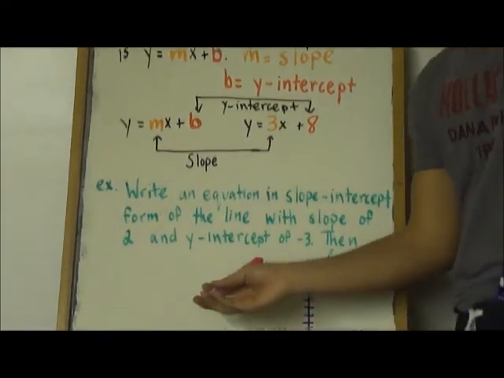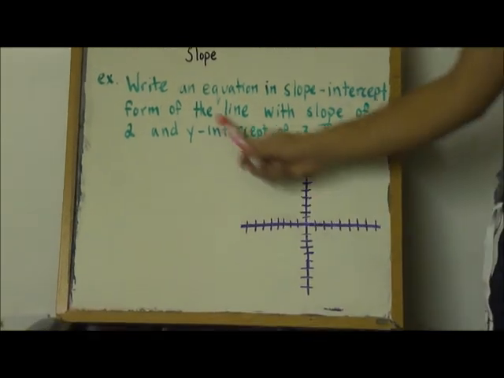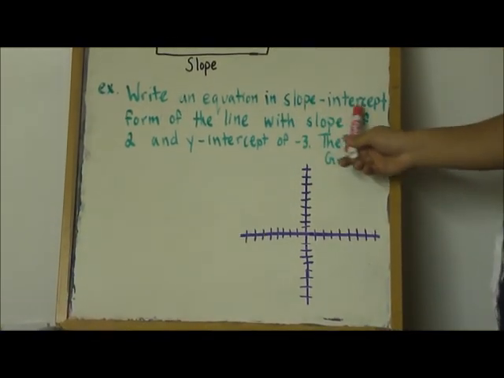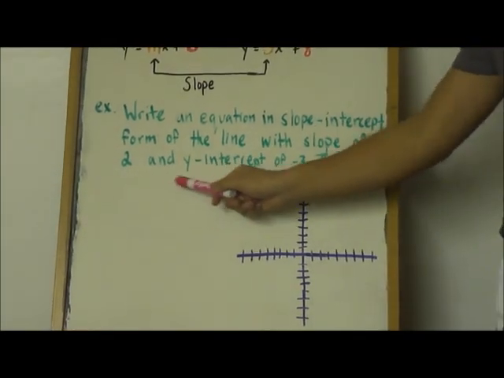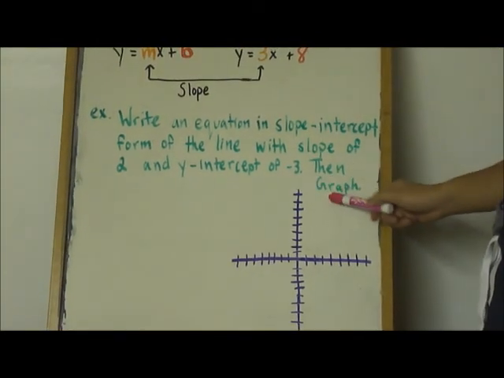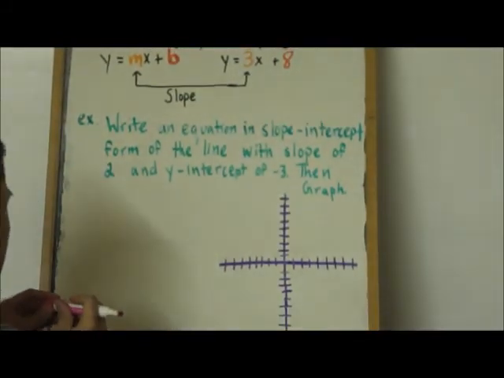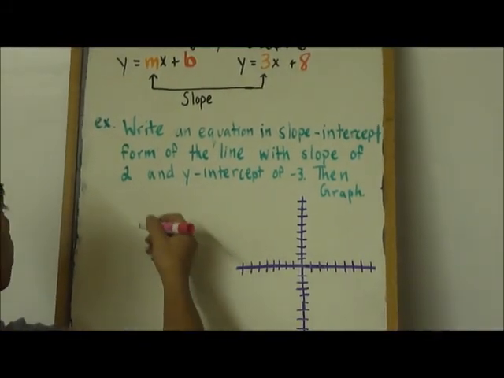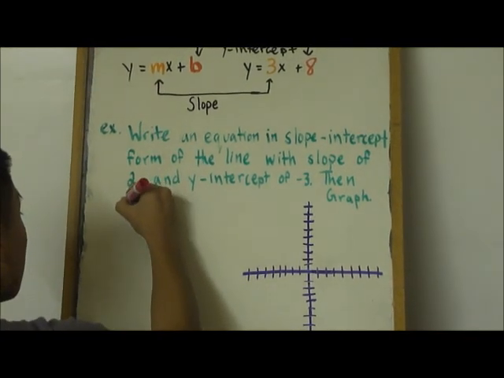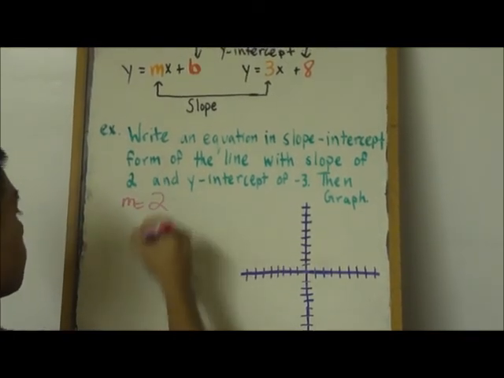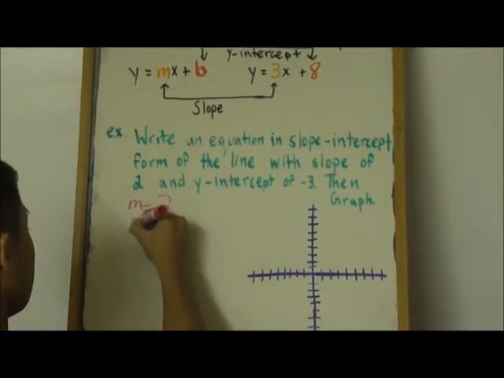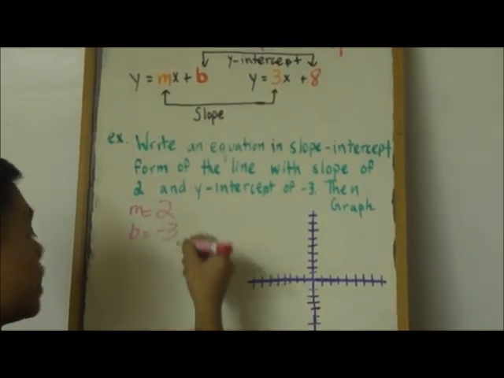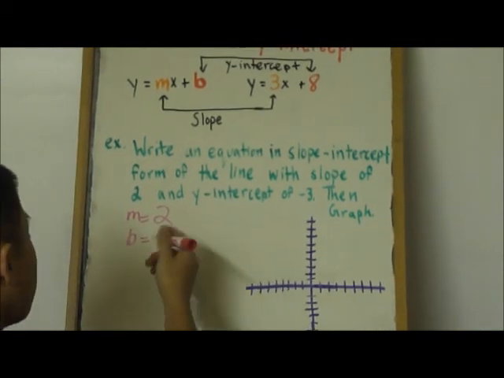Let's take it down to the example problem. Write an equation in slope-intercept form of the line with the slope of 2 and y-intercept of -3. Then graph. Since they gave you the slope of 2, you can write m equals 2, and the y-intercept of -3, b equals -3.